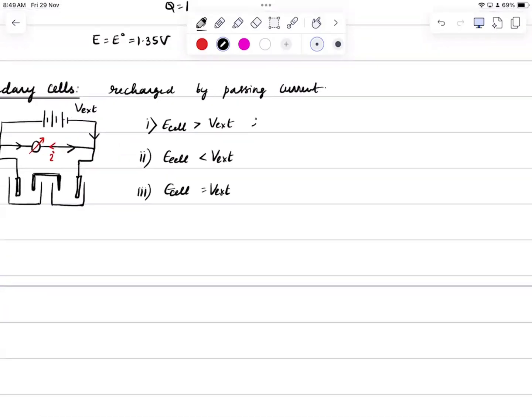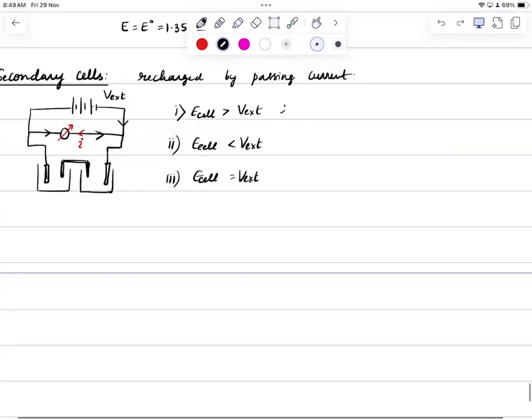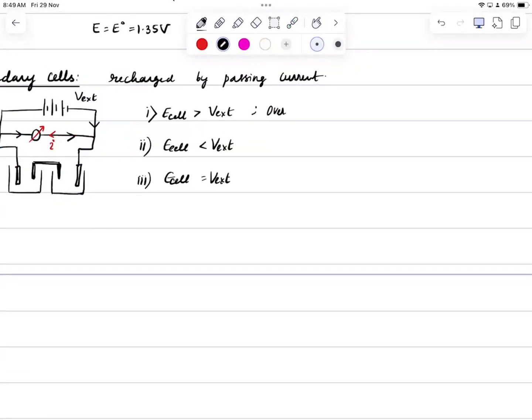So if E cell is greater than V external, then the flow will still be from here to here. So electron will flow in the natural way from zinc to copper, but the overall voltage decreases. Okay, flow remains same.